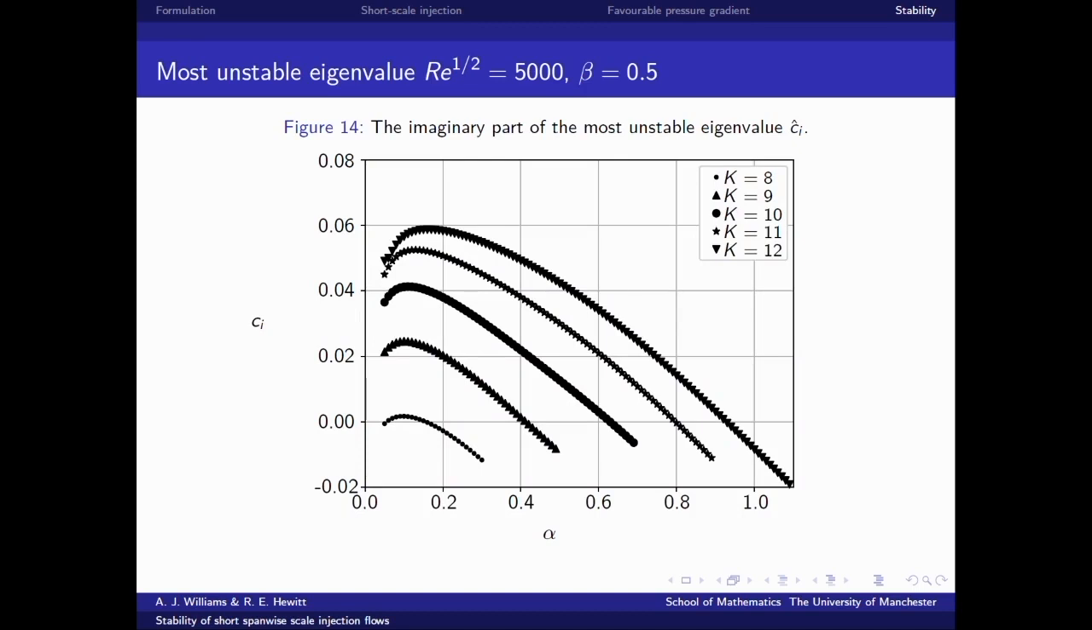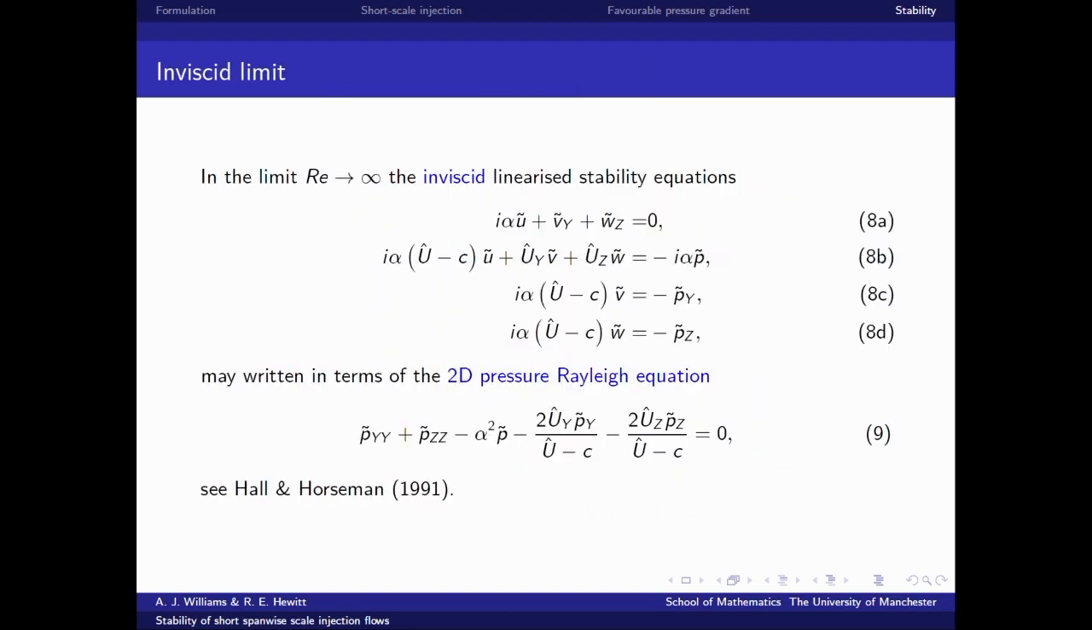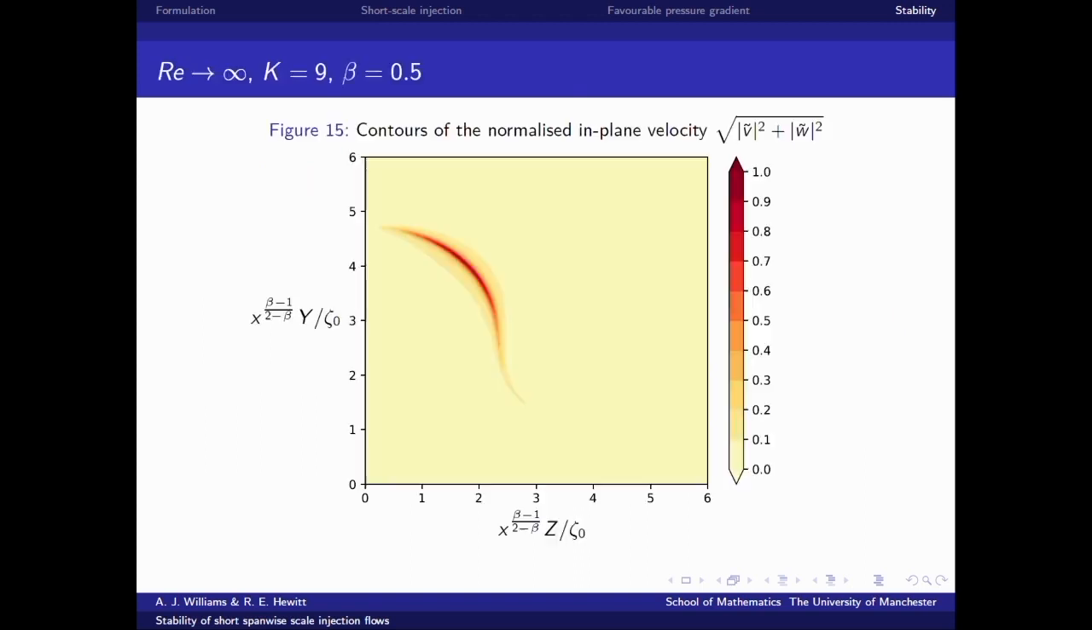But you can take the inviscid limit of this. If you take the inviscid limit of the linear equations, you get the inviscid linear stability equations, a 2D version of the Rayleigh equation. But this is in terms of the pressure rather than the velocities, but we can transform between them using these equations. So you can see that in the large Reynolds number limit, you get this critical layer formed.